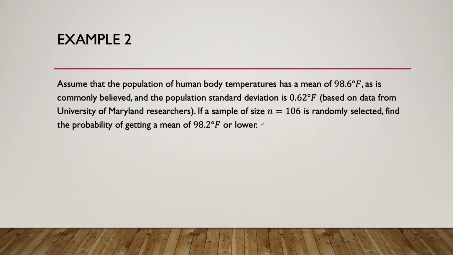As another example, assume that the population of human body temperatures has a mean of 98.6 degrees Fahrenheit, as is commonly believed, and the population standard deviation is 0.62 degrees Fahrenheit, based on data from University of Maryland researchers. If a sample of size 106 is randomly selected, we will find the probability of getting a mean of 98.2 degrees Fahrenheit or fewer. The sample size is definitely greater than 30 here, right? 106 is definitely greater than 30.